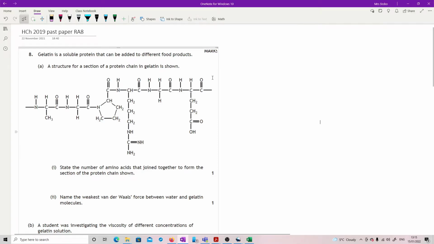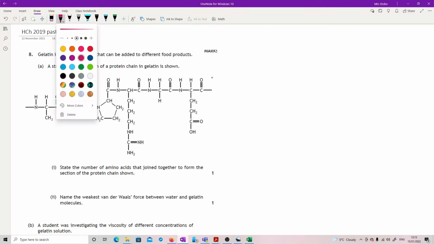Okay, question 8 of the 2019 paper. Gelatin is a soluble protein that can be added to different food products. A structure for a section of a protein chain in gelatin is shown. State the number of amino acids that join together to form the section of the protein chain. This one's not too bad.